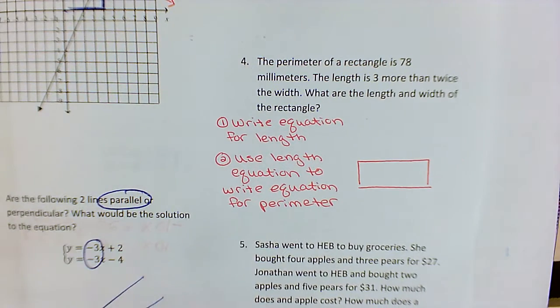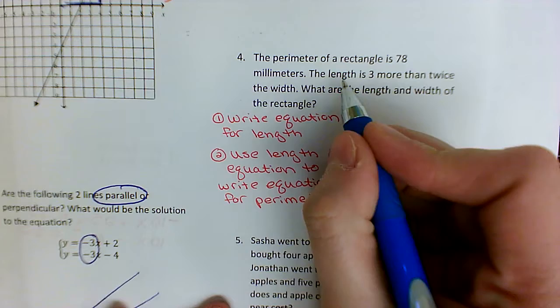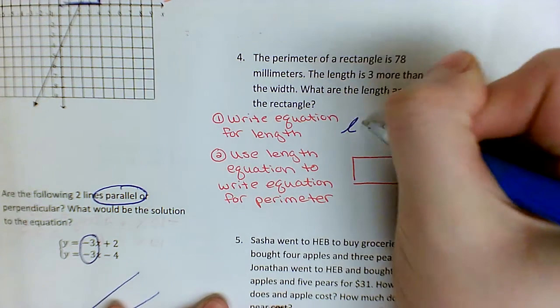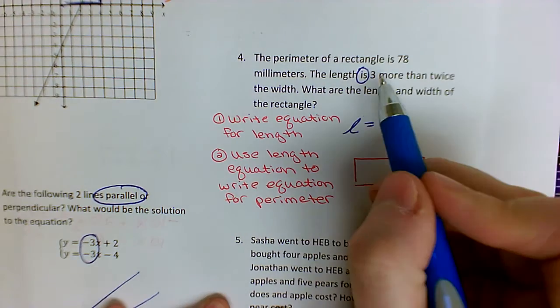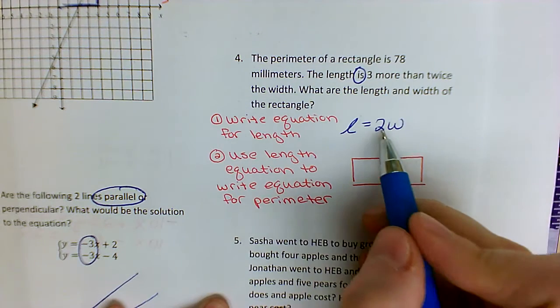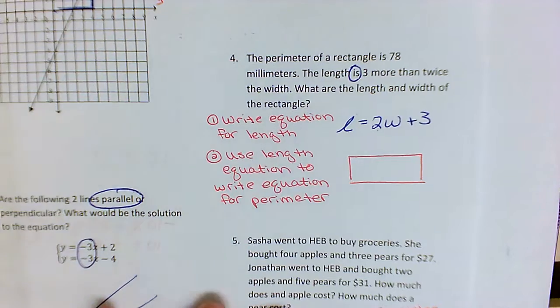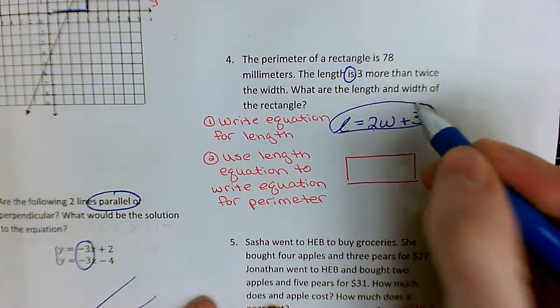For the perimeter problem, same thing. I just want you to write the equations. The perimeter of a rectangle is 78 millimeters. The length is 3 more than twice the width. So what are the length and the width of the rectangle? So the very first thing that I want you to do is to write the equation for the length. They said the length is, so length equals, because that's my is word, 3 more than twice the width. Well, I want to start with 2w for twice the width, and if I need 3 more than that, I would be adding 3 to it. This is part of my answer.